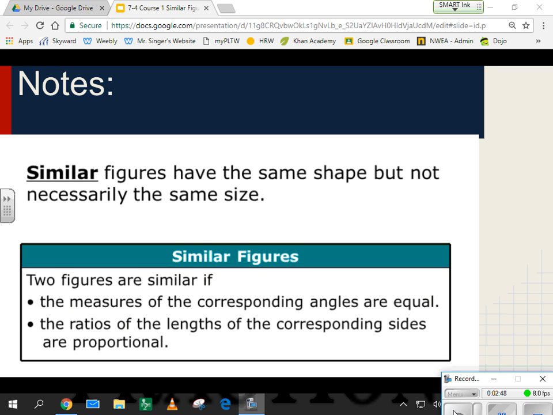So for the last set of notes, there are 2 little things I want you to write down. Let's talk about what it means when something is similar, since we're dealing with similar figures. Similar figures have the same shape, but not necessarily the same size. One will be bigger than the other, but as long as everything is equal or proportionate, it'll be similar. So the 2 ways you know a figure is similar are that the measures of the angles are equal, and the ratios of the lengths are proportional. That would mean they are in equal proportion in both shapes. Have this down before moving on.